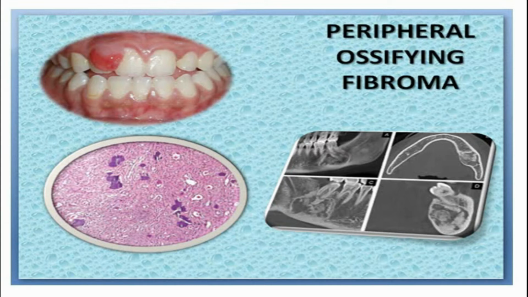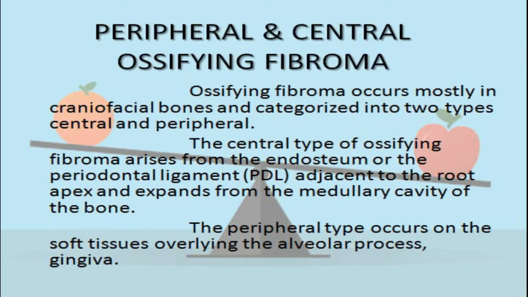Today's topic of discussion is Peripheral Ossifying Fibroma. As the name suggests, it is a benign lesion. Ossifying fibroma occurs mostly in craniofacial bones and it can be categorized into two types, either central or peripheral.